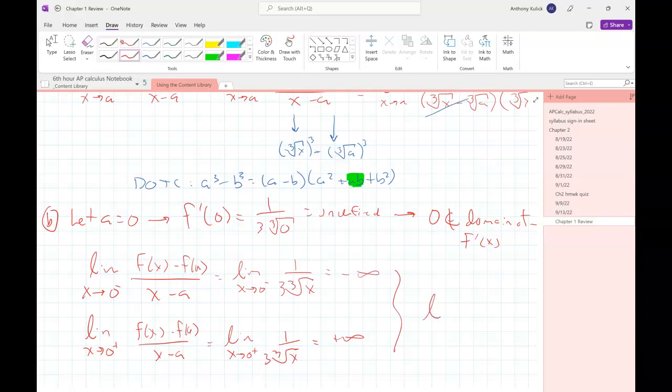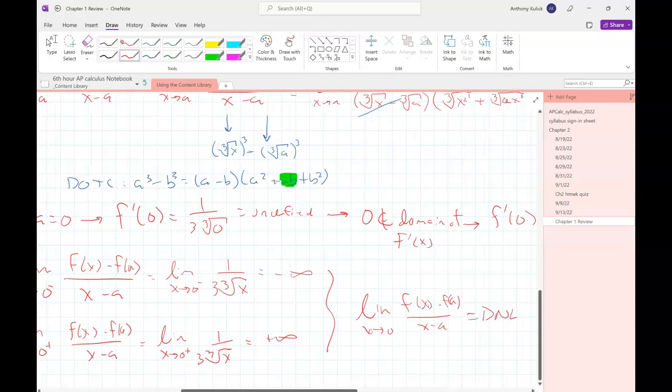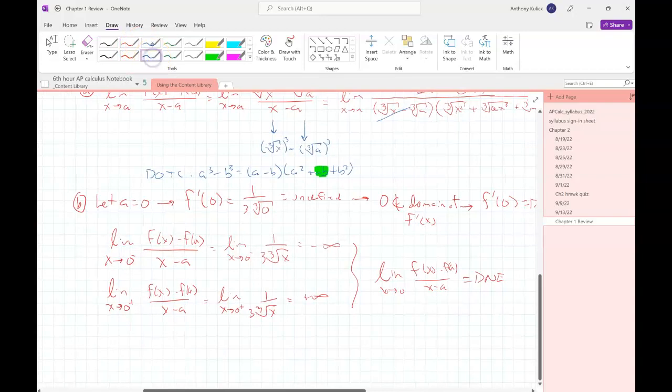Taken together, I can say the limit as x approaches 0 of this thing does not exist, since the right-hand limit and the left-hand limit are different. Everybody's cool with that? You could have also said that. The added bonus of doing it this way is that it answers part C, where it says to show that the cube root of x has a vertical tangent at (0, 0).